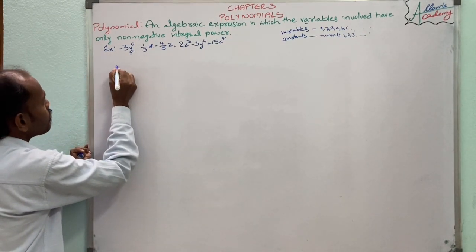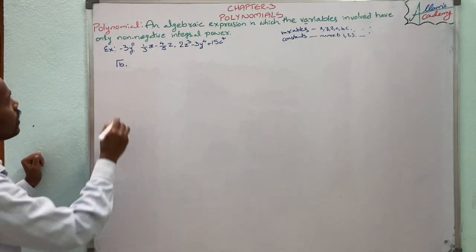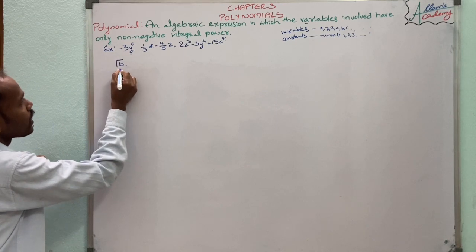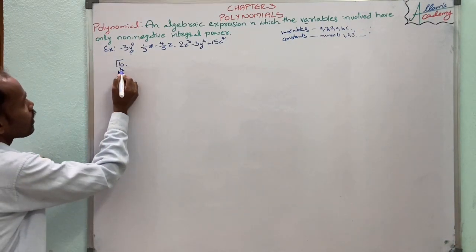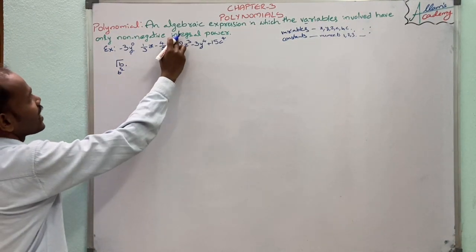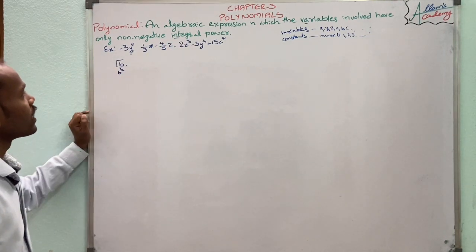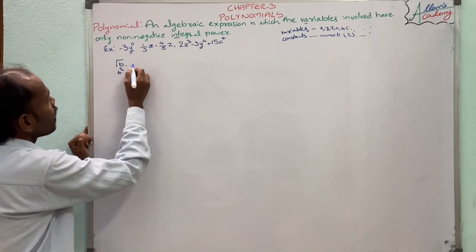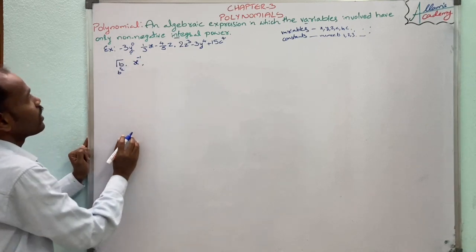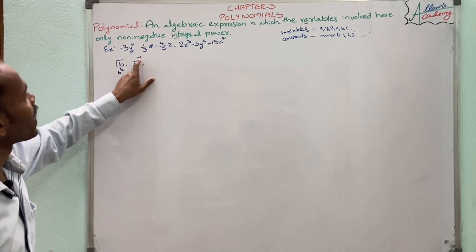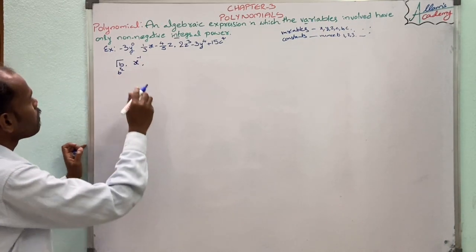Now if we observe root b. Root means it is nothing but power 1 by 2. Power 1 by 2 means it is not an integer. It is a positive number only but not an integer, so it is not a polynomial. Next, x power minus 1. Here observe, the power of the variable is a negative integer, so it is also not a polynomial.